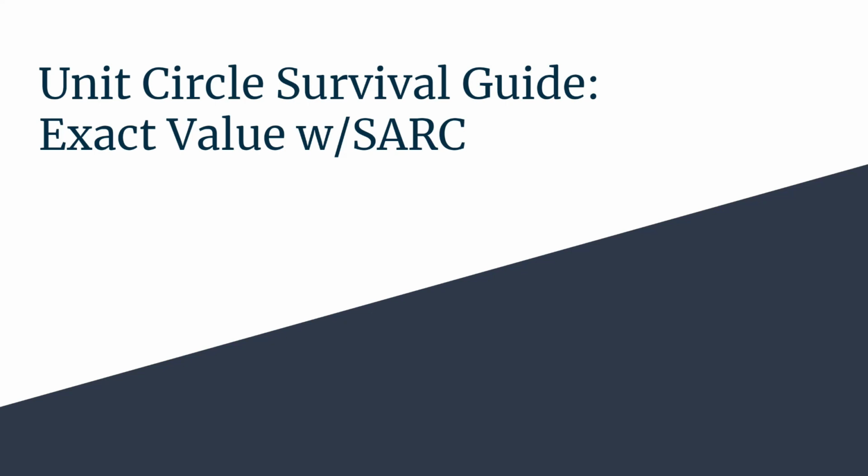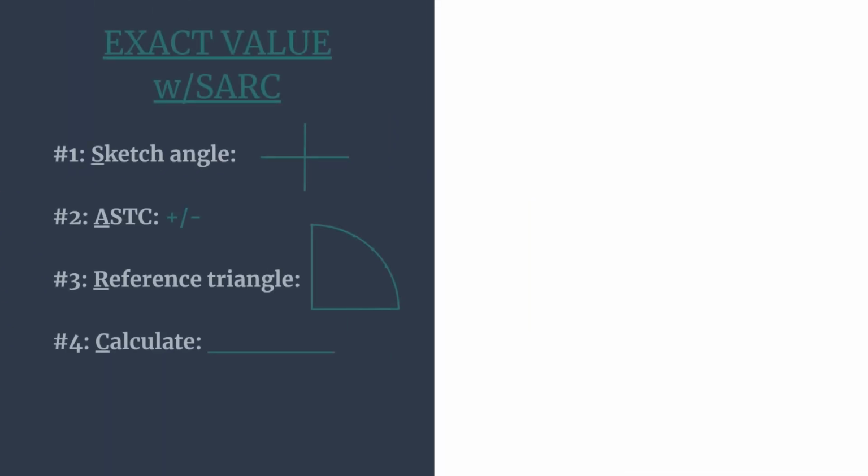In this unit circle survival guide, we'll find the exact value of tangent of 19 pi over 6 using the S.A.R.C method. So here's the method outline, and S.A.R.C is just an acronym to help you keep all your steps organized and orderly. So quick breakdown: S stands for sketch the angle's terminal side.